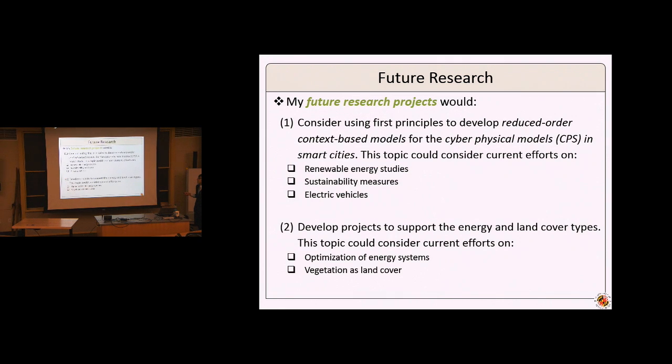It's possible to make those first principles, to develop reduced order context-based models for CPS of a smart city. So that's a topic I could tie with renewable energy, with sustainability measures, with electric vehicles, and I'll explain a little bit in one slide. The other part is, we could look at the land cover type. What is the influence of that? I feel this has some implications for optimization of the energy systems and design of pervious versus impervious surfaces.